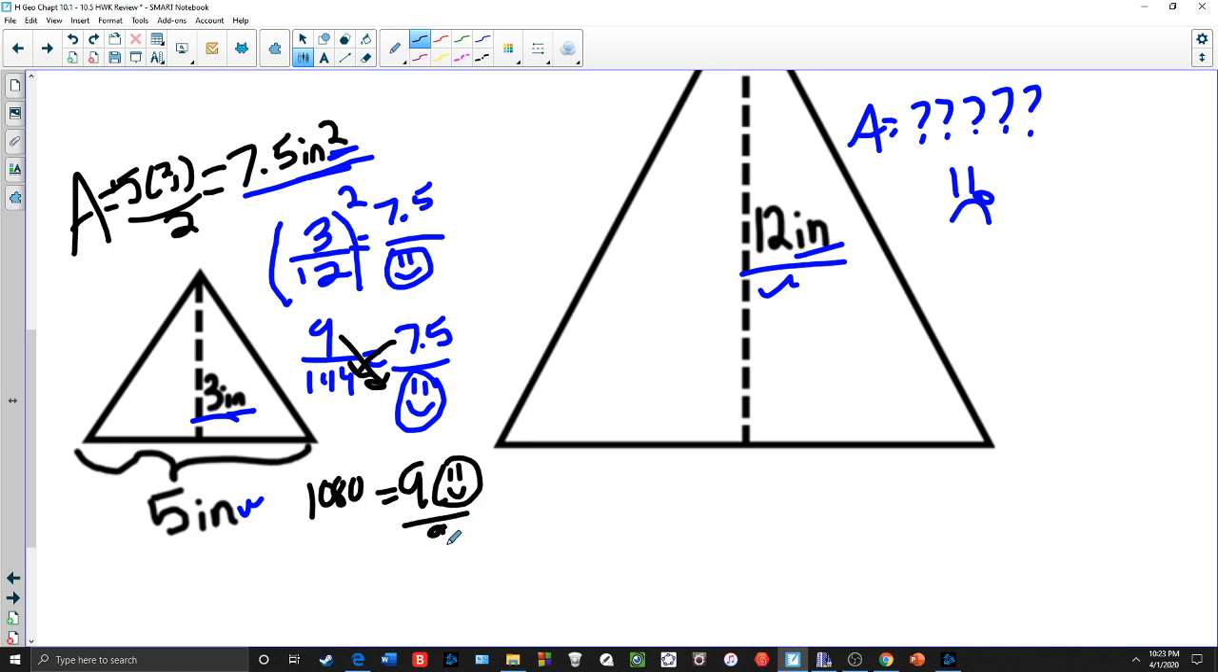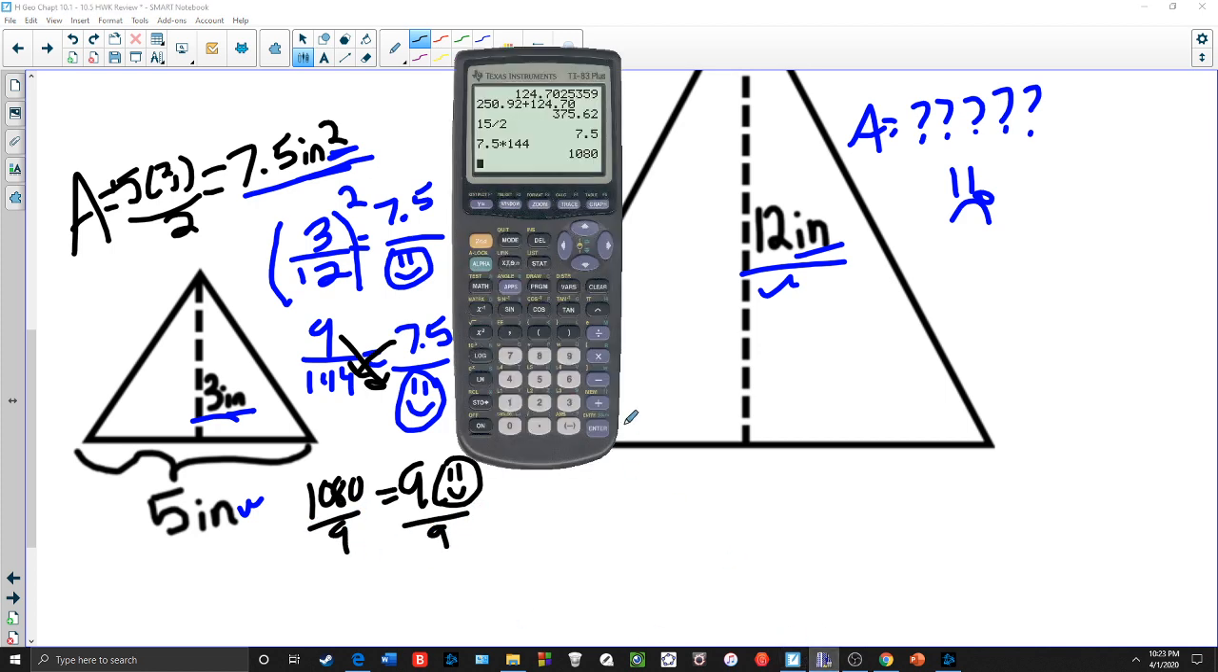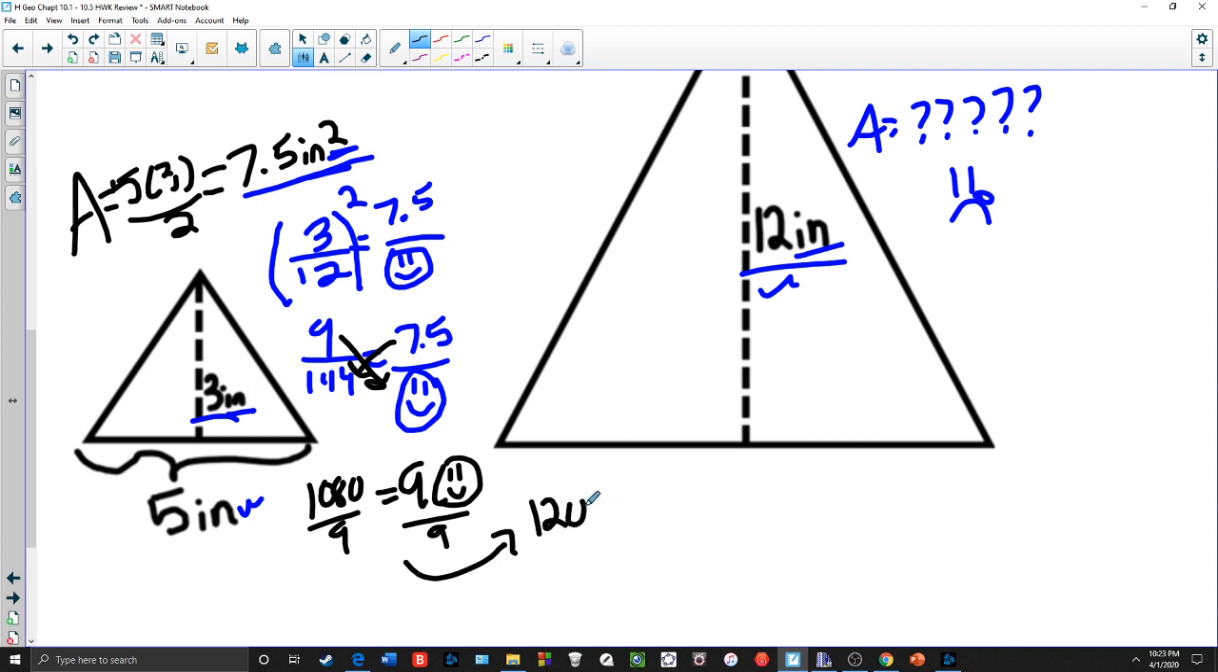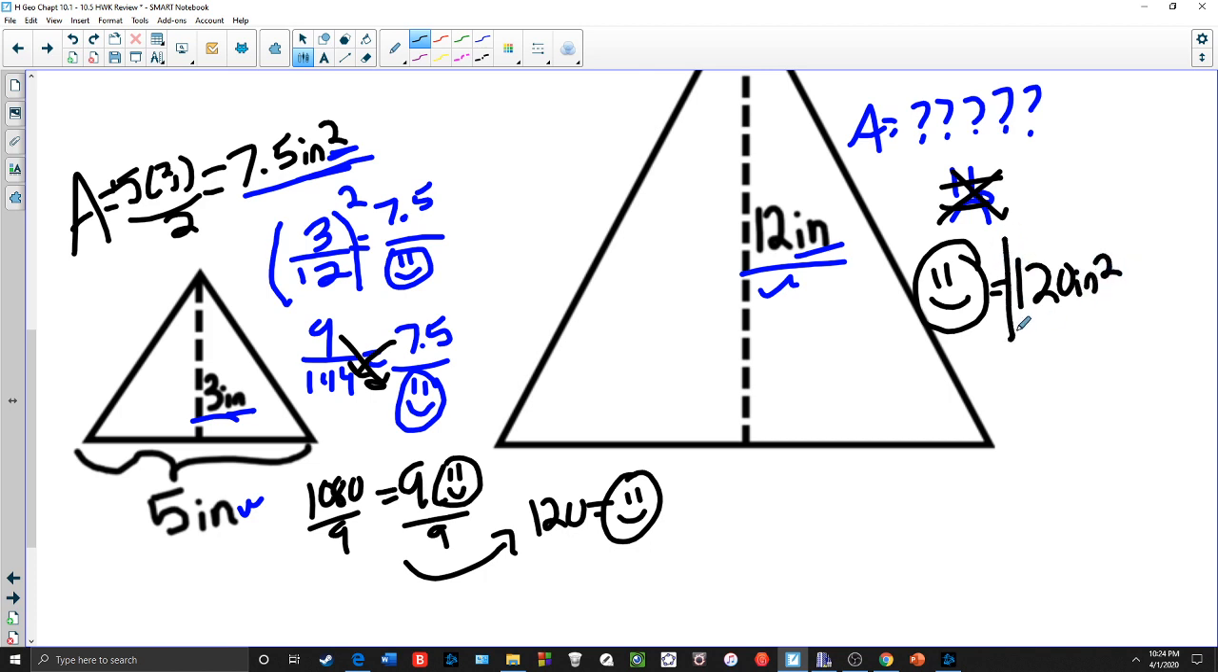We're going to divide by 9, divide by 9. We're going to take 1080 and divide it by 9, and we get 120. So 120 equals smiley face, and smiley face equals area. So we're going to turn this frown upside down, and say my smiley face is equal to 120 inches squared. And this is my final answer.